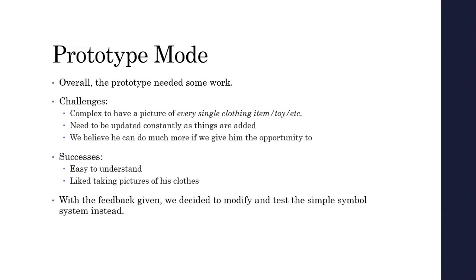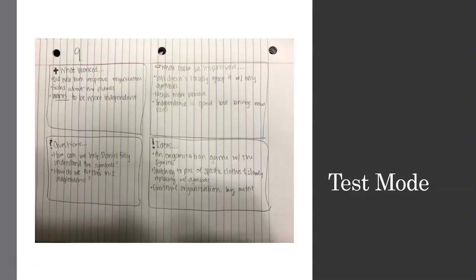So the successes were that it was easy to understand, and he really liked the process of taking all of his clothes out and getting to take a picture of them. But with the feedback given, we ultimately decided to modify and test the simple symbol system instead of the complex picture system. So for the test mode, this picture shows the feedback I received, what worked, what could be improved, the questions and ideas.